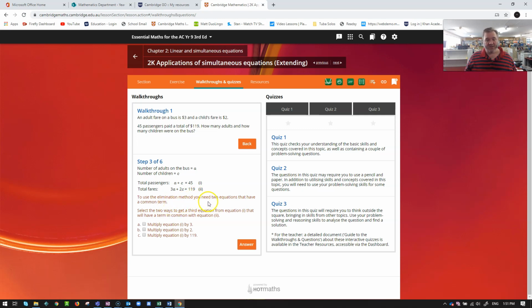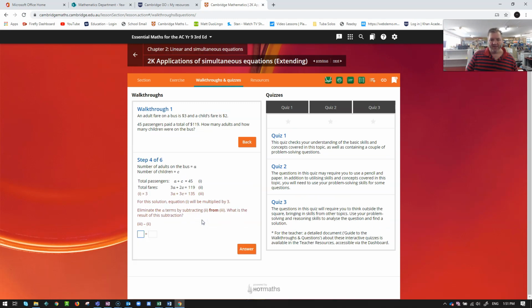To use the elimination method, you need two equations that have a common term. Yes, you need the coefficients of one of the terms to be the same magnitude. Select the two ways to get a third equation from equation 1 that will have a common term with equation 2. So to get the A's the same, what would I need to multiply by? Well, to get A to 3A, I'd need to multiply by 3. What about to get the C's the same? To get C the same, I need to multiply equation 1 by 2. So I can multiply equation 1 by 3, or I could multiply equation 1 by 2. Multiplying equation 1 by 119, well, the A's and C's are not going to work, are they? So definitely we've got the 2 that we need there.